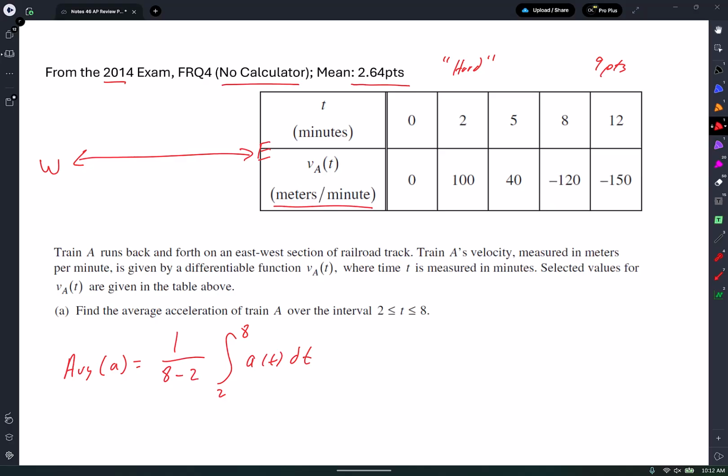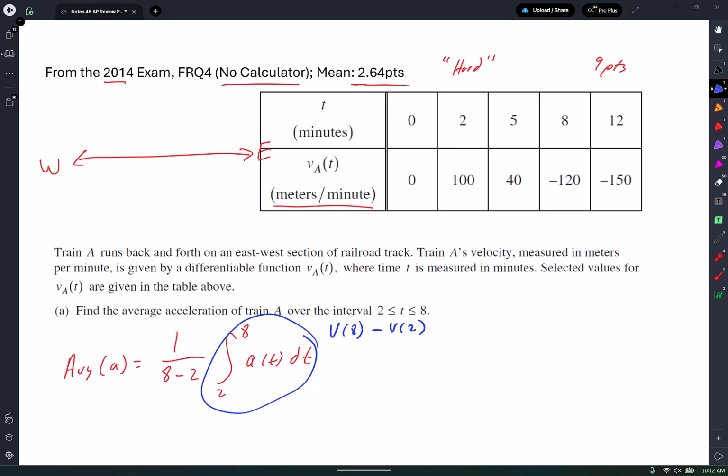What's the antiderivative of acceleration? Velocity. So this right here that I'm circling will tell you just V of 8 minus V of 2, upper minus lower. And check it out, V of 8 minus V of 2 is the change in velocity.